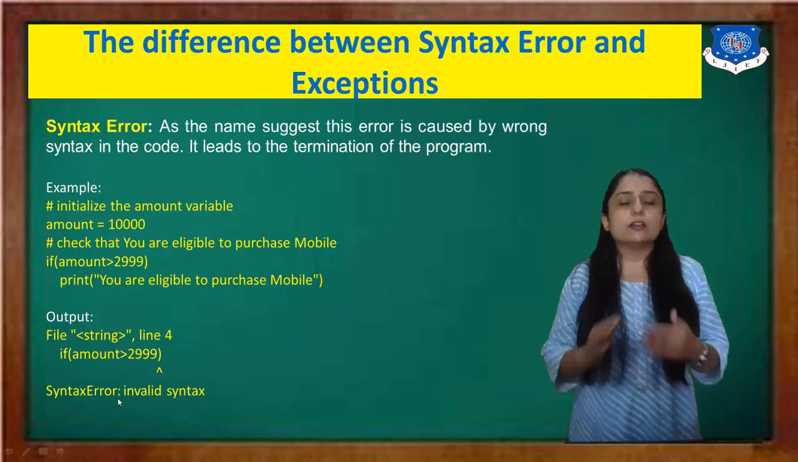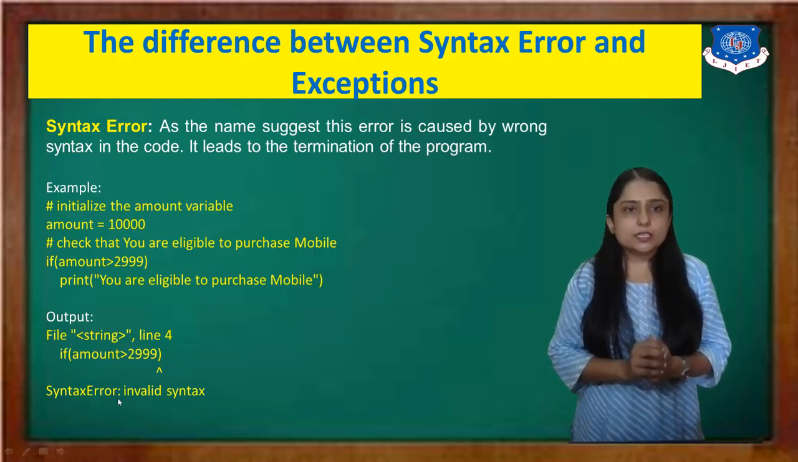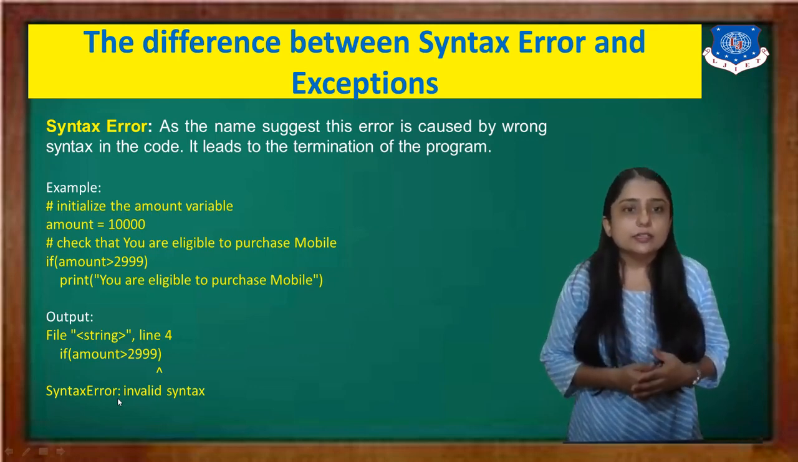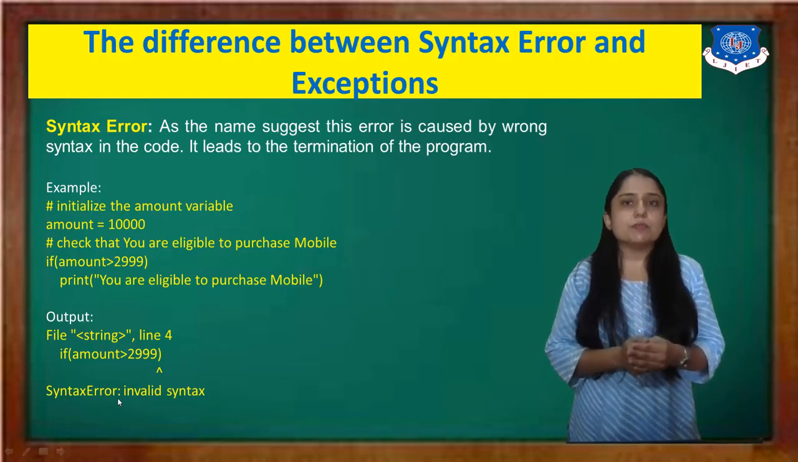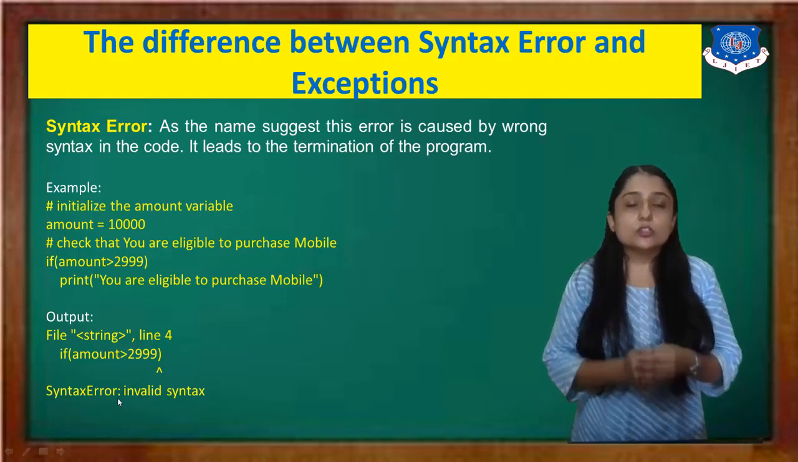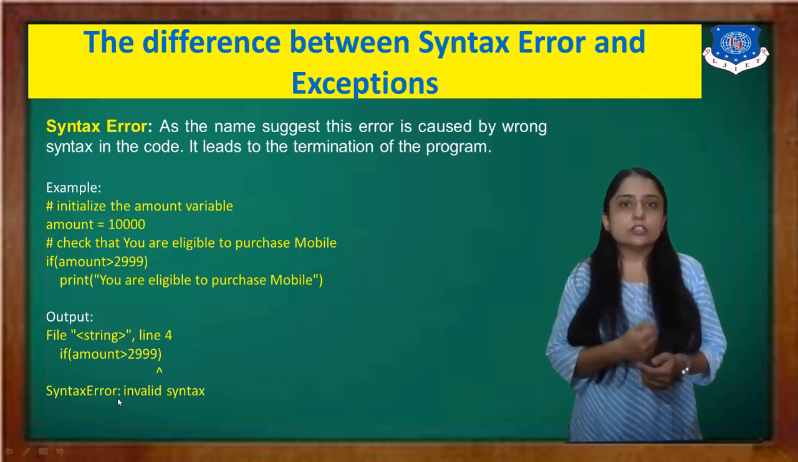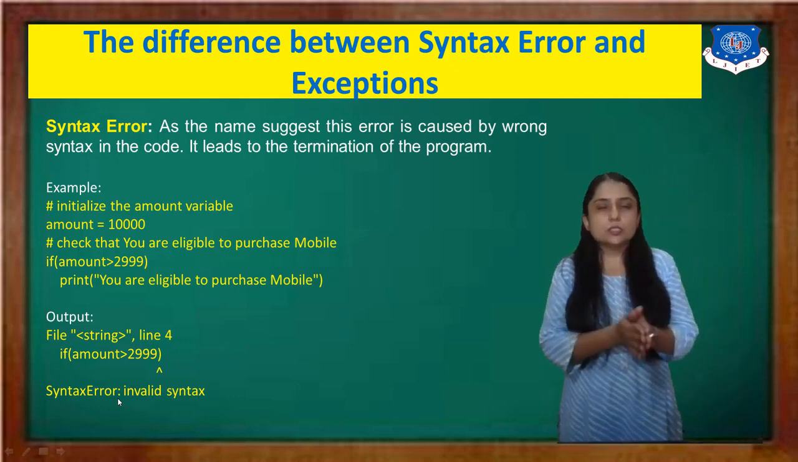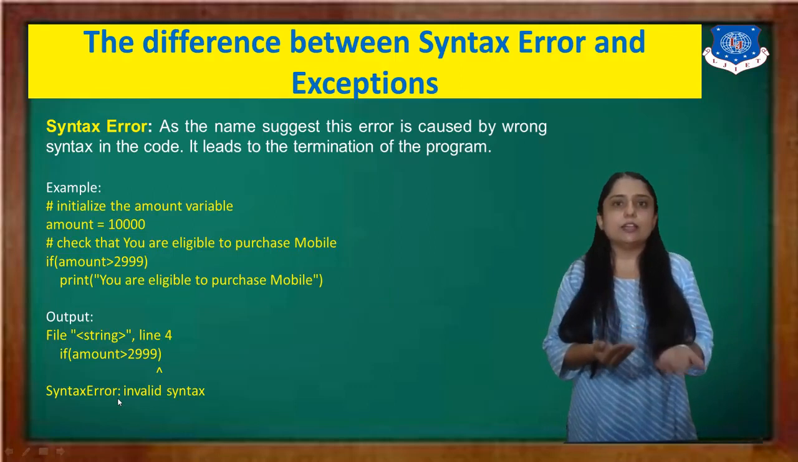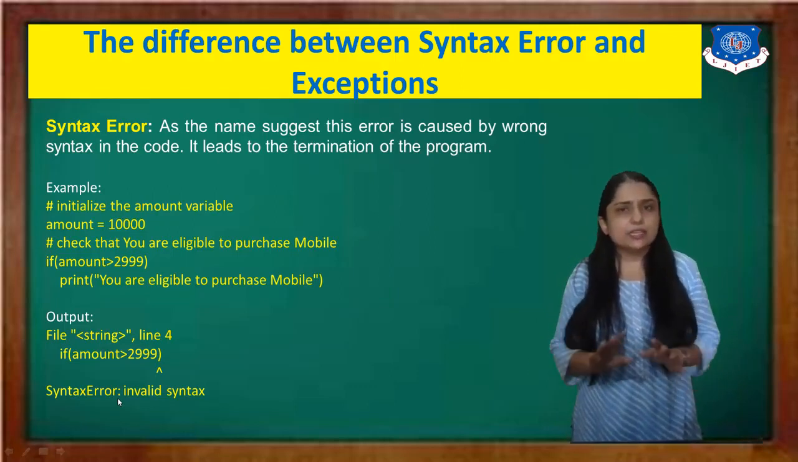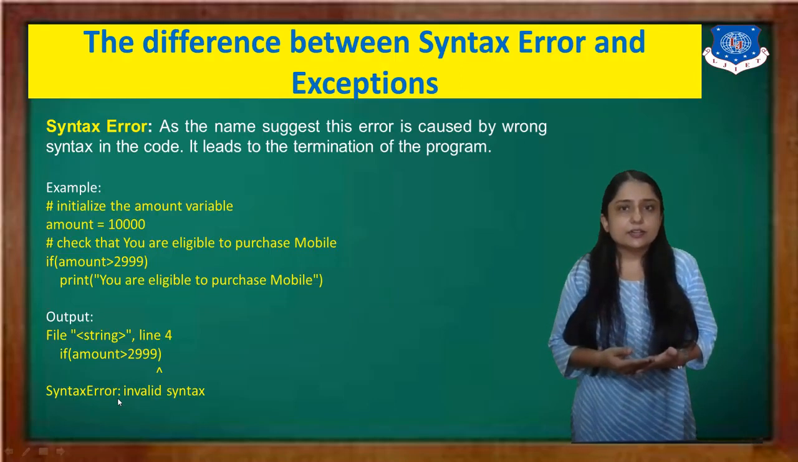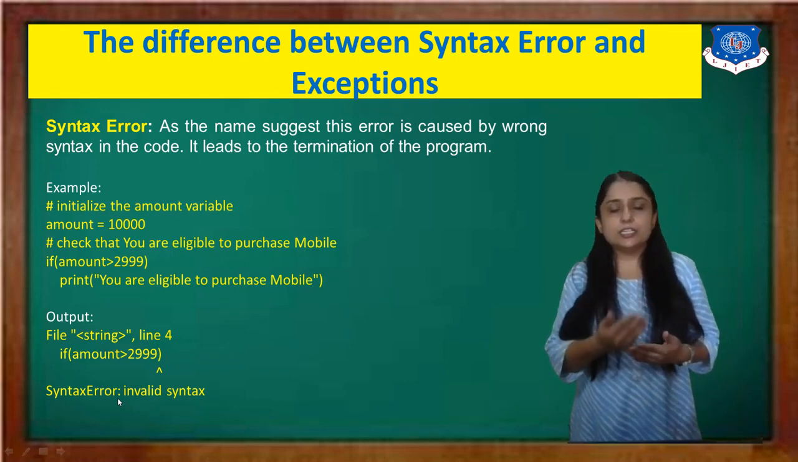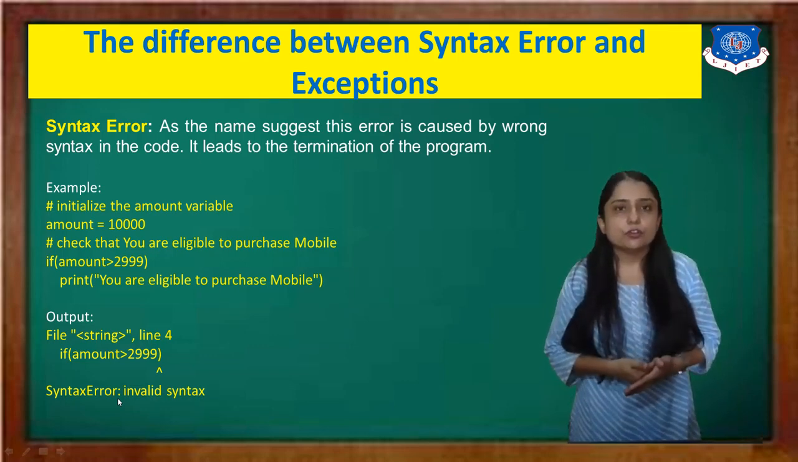Here everything is specified. It is written that it is at line number 4. When I consider line number 4, that is: if amount is greater than 2,999, but after that something is missing, that is a colon. So you wrote the wrong syntax, and that is known as a syntax error. And sometimes, suppose I want to write print, spelled P-R-I-N-T, but instead I write P-N-T or something else, then that is also a syntax error. If you are not specifying the proper indentation, that also leads to an error, and that is the termination of your code.